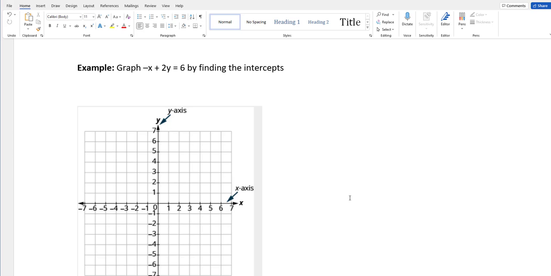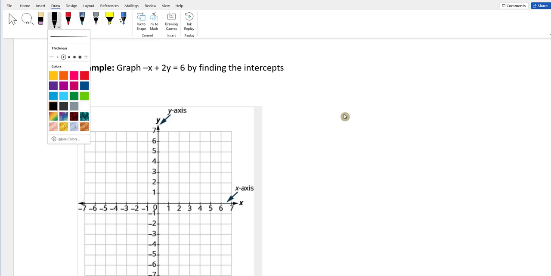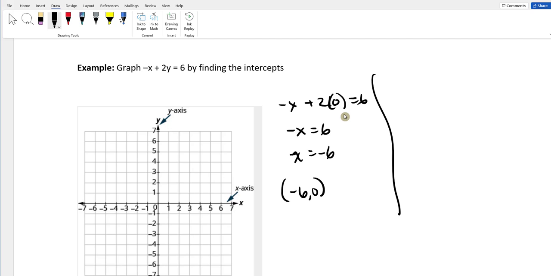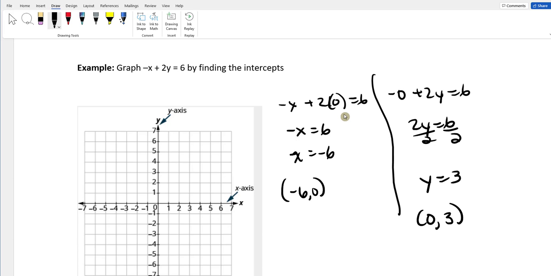Let's do another problem. We have negative x plus 2y is equal to 6. To get the x-intercept, we're going to set y equal to 0. This will be negative x equal to 6, or x equal to -6. So the x-intercept is (-6, 0). To do the y-intercept, we're going to set x equal to 0 and solve for y. We get 2y is equal to 6. Divide everything by 2, y is 3. So the y-intercept is (0, 3).